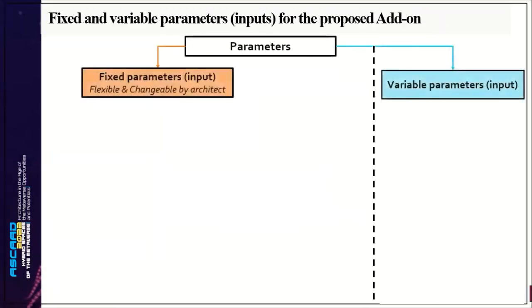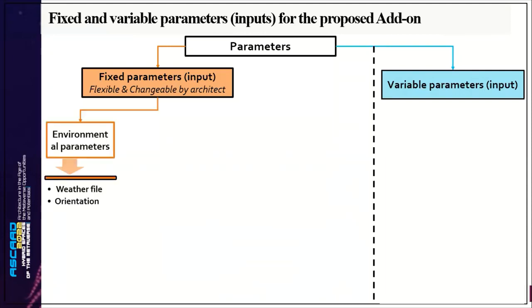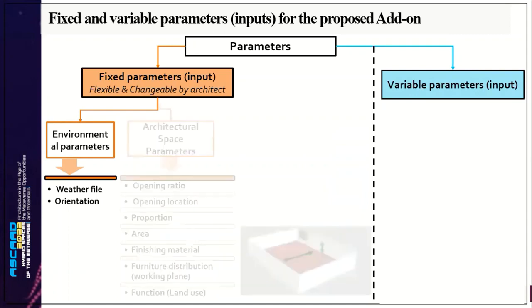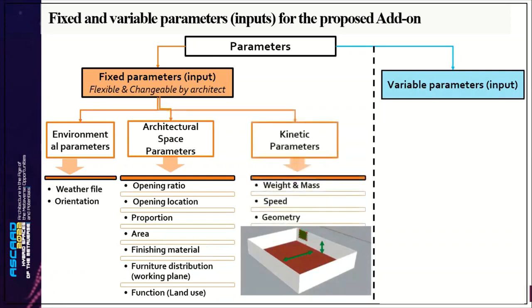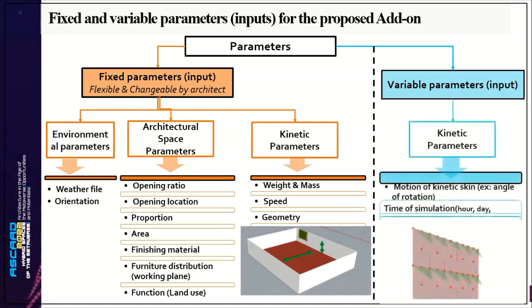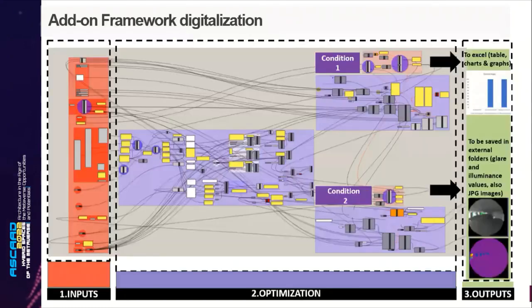Also, the inputs are divided into two, fixed and variable. I have divided them, the fixed, into three phases also. The environmental parameters, which include weather and orientation, the architecture space parameter that include the area, the furniture, and the function, and the kinetic parameter, which are the geometry of the kinetic facade, the speed, and the mass. And the variable parameter include the motion, time, and simulation.